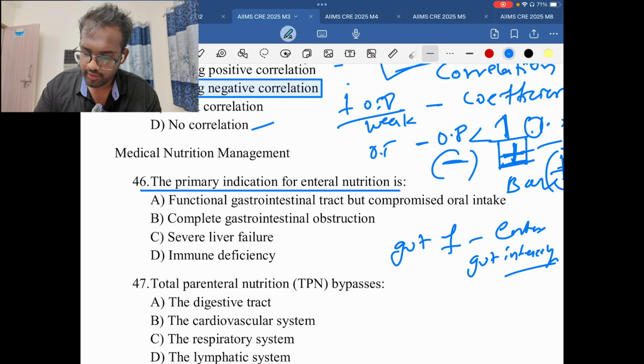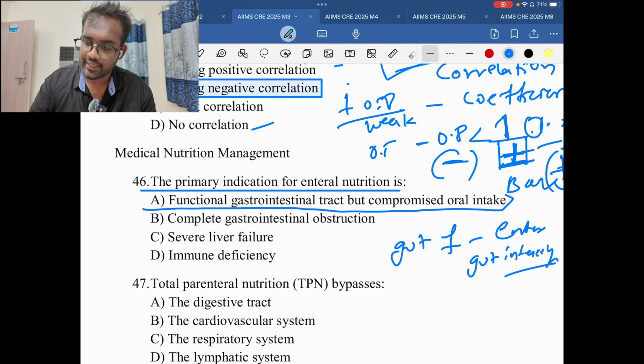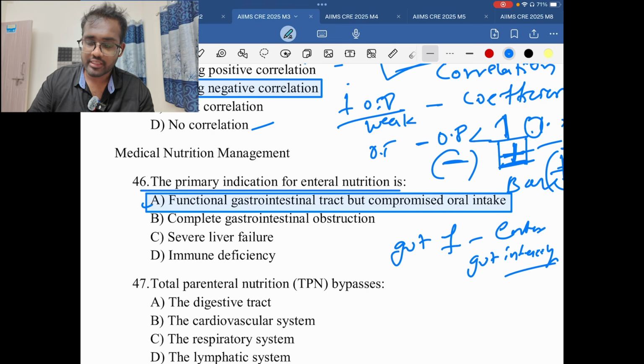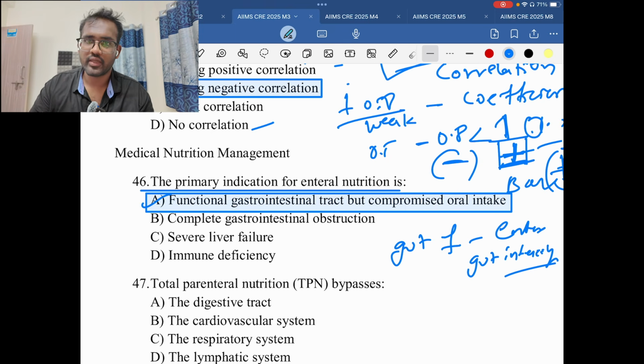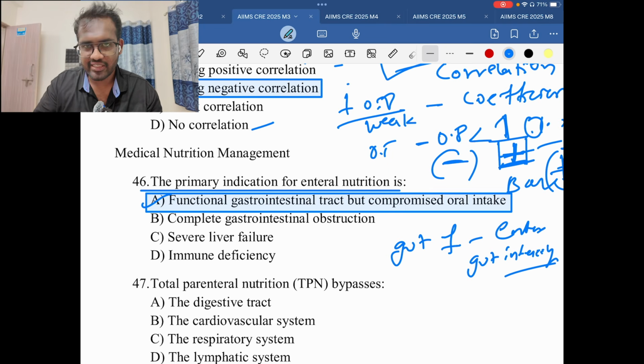Here the answer will be A. Functional gastrointestinal tract but compromised oral intake. They are unable to take orally, but the stomach, the gut is functioning. If they are not able to take orally, whether they are unable to swallow, but the digestion is very good, then we give the enteral nutrition through the nasogastric tube. So always remember. Here we'll check the options also.